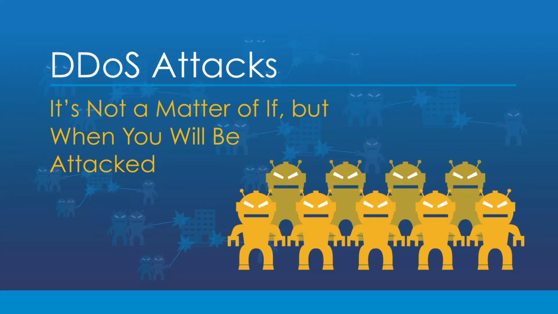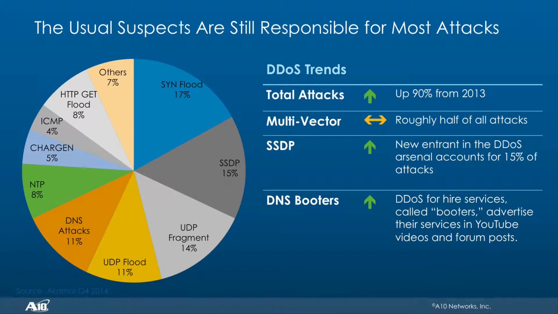So, DDoS attacks. It's not a matter of if, but when you will be attacked. Here's some high-level information about recent DDoS attacks. It's still the usual suspects. SYN flood attacks still account for the majority of attacks today. A lot of the attacks are still volumetric attacks, where attackers try to flood your network or your applications with traffic. There is a small number of application attacks. HTTP GET is the number one application attack. You also have Solaris and other more specific types of attacks.